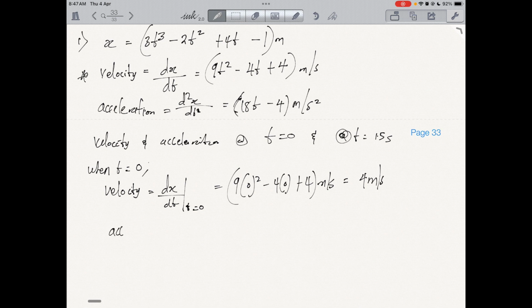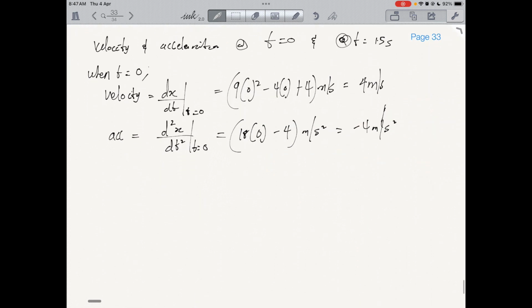Now, the acceleration, which is d squared x/dt squared at t equals 0. For the expression of acceleration, wherever we see t, we put 0, and the unit is meters per second squared, and this will give us minus 4 meters per second squared.